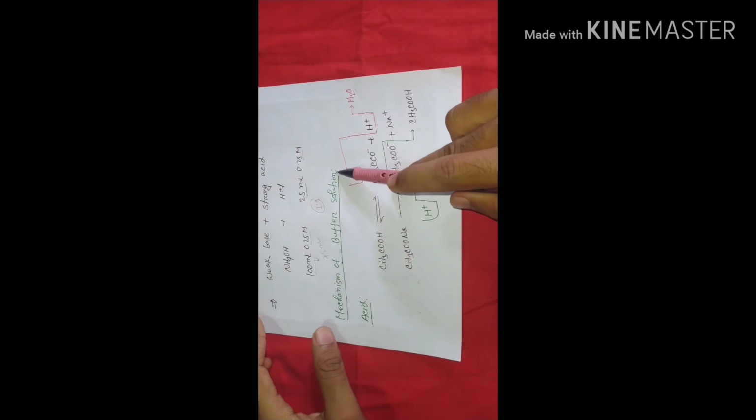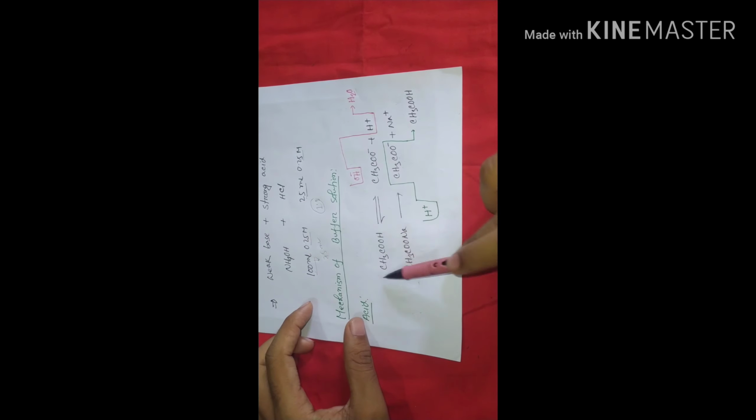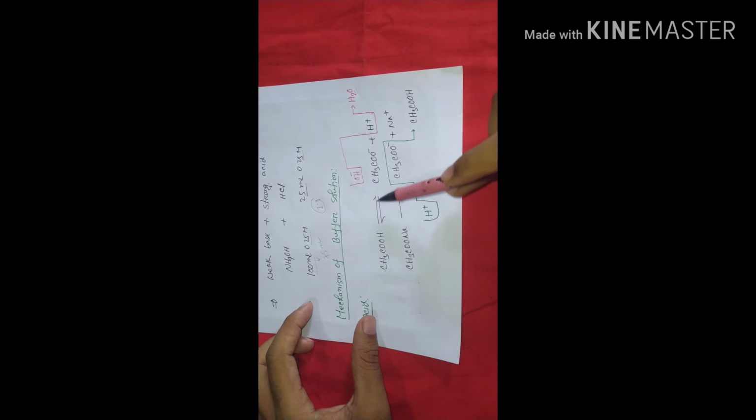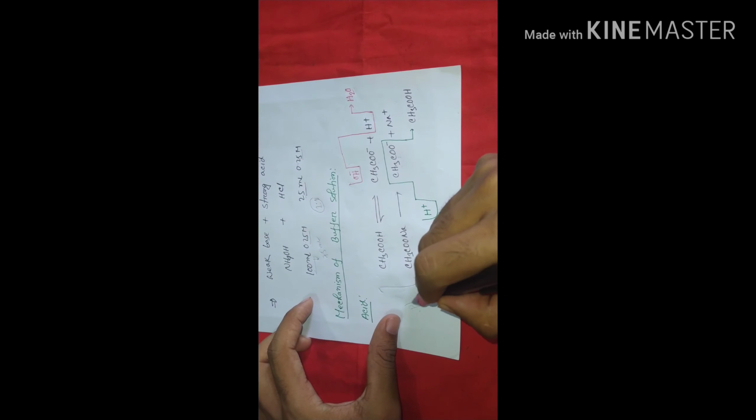Now, the mechanism of buffer solution. For an acidic buffer solution, we have to take a weak acid. We know acetic acid is a weak acid, and it will partially dissociate and form acetate and proton. At the same time, we have to take a salt of this acid, sodium acetate, that will be completely dissociated and form acetate and sodium ion. Suppose the pH of this solution is 4.